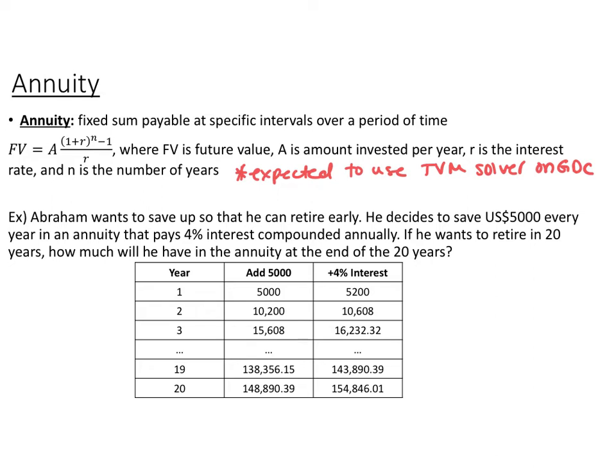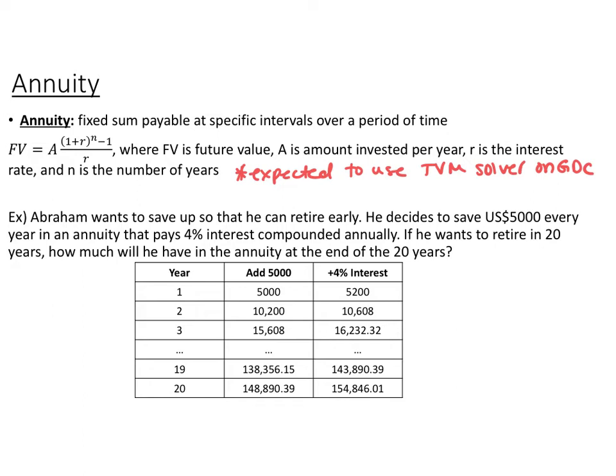The next part of financial math is annuities. So an annuity is a fixed sum payable at specific intervals over a period of time. Examples of this would be if you are saving money for retirement, or if you paid a premium, so then you're going to earn a certain amount of money every month, like there's an account and it pays you out every month, something like that. An example would be this one down here.